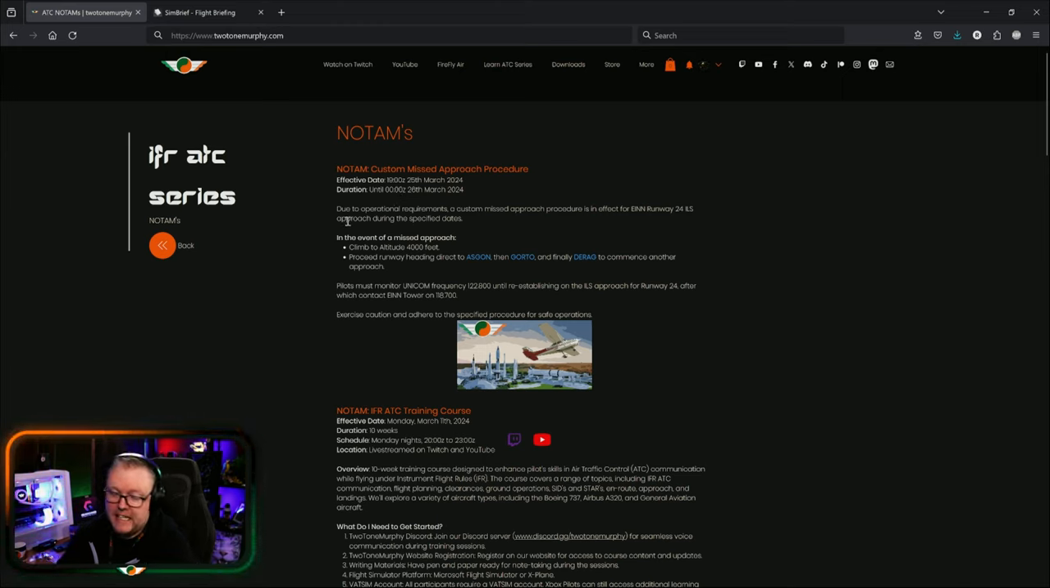Due to operational requirements, a custom missed approach procedure is in effect for Shannon runway 24 on the ILS approach during the specified dates. In the event of a missed approach, you will climb to altitude 4,000 feet, proceed runway heading direct to ASCON, then go to GORTO and finally DRAG to commence another approach. Pilots must monitor UNICOM frequency 122.8 until re-establishing on the ILS approach for runway 24, after which they contact Shannon Tower on 118.7. Right? Exercise caution and adhere to the specified procedures for safe operations.